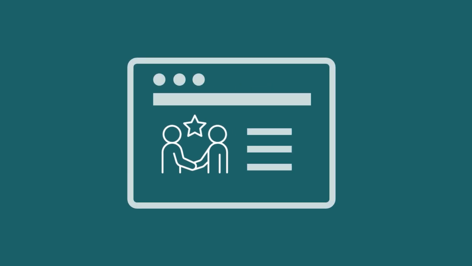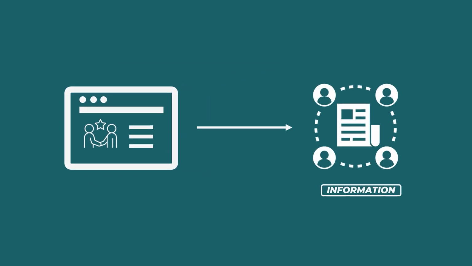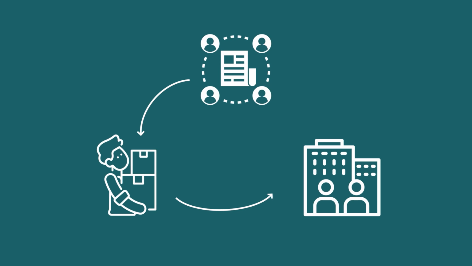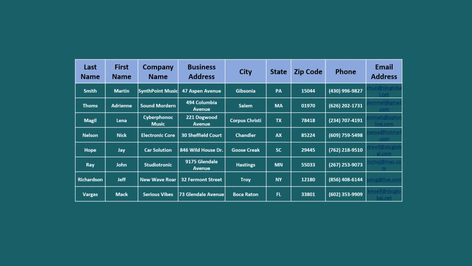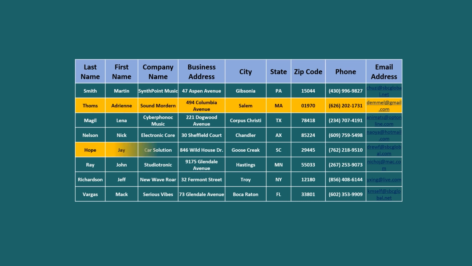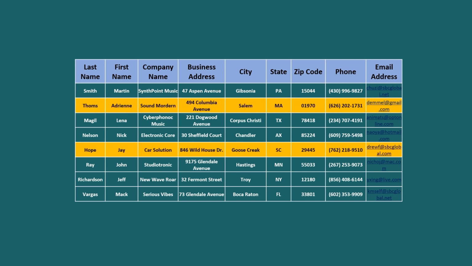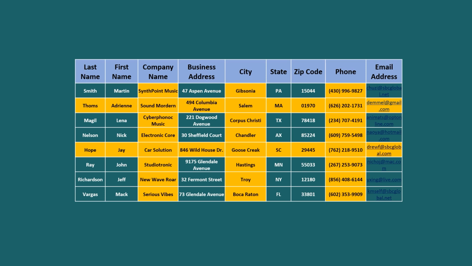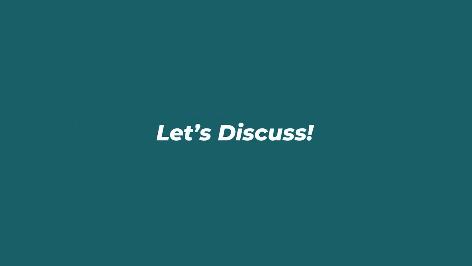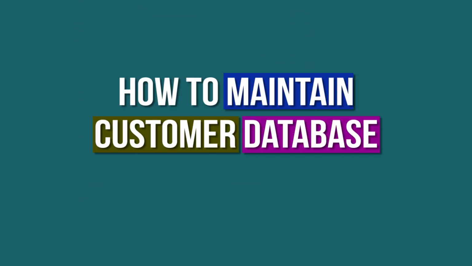A customer database is an array of information about customers of an organization or company, where data are organized in records and fields. Excel's rows are used to hold database records and columns to fields. Let's discuss some of the key points to maintain a customer database.